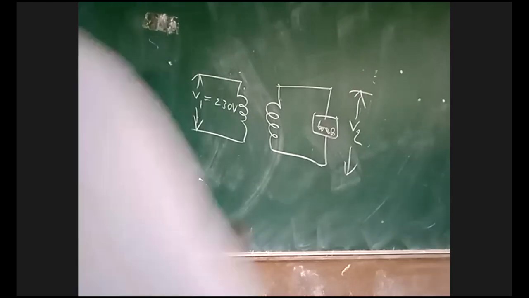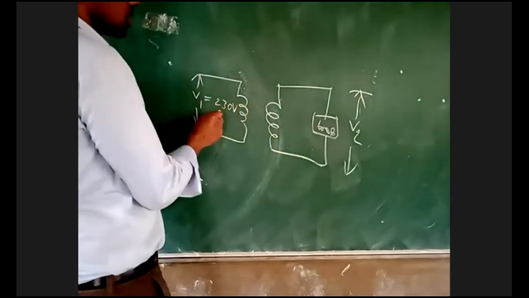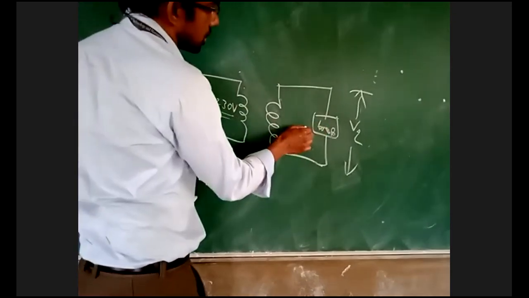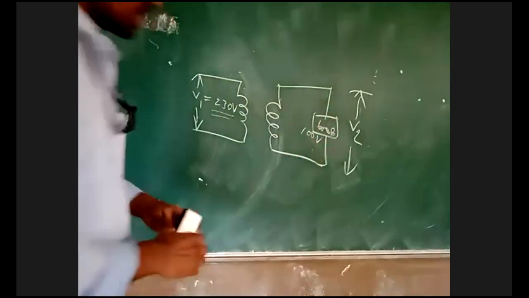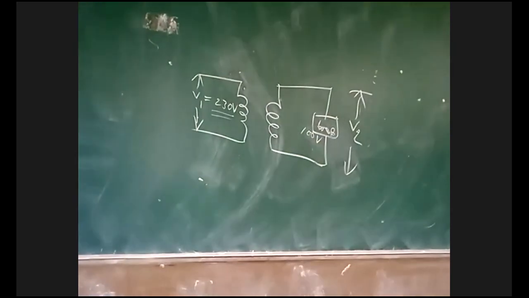Some voltage is dropped in the load. Let us take the voltage drop in the load as 100 volts. Voltage means current multiplied by resistance, R into I2, that is 100 volts. If voltage is dropped in the load, then V2 is reduced or not? If you put the load, the voltage will be reduced.